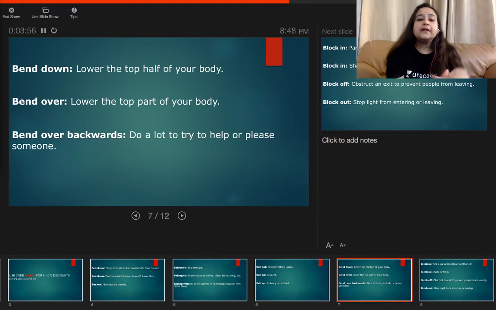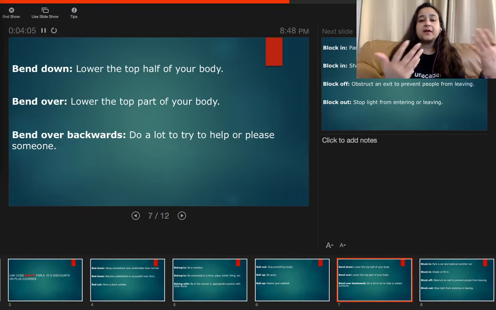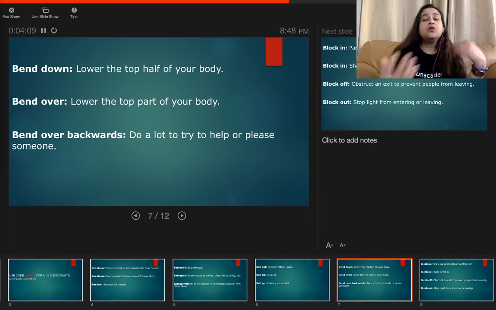All right. Then bend over backwards. Now bend over backwards basically means when you are going out of your way, when you are doing something excess or extra to help or please somebody, then you are bending over backwards.